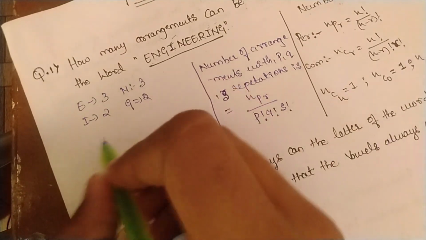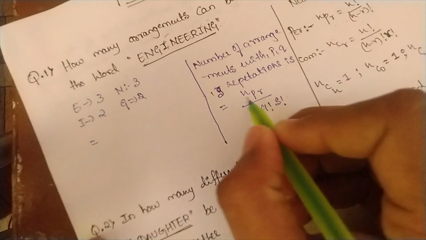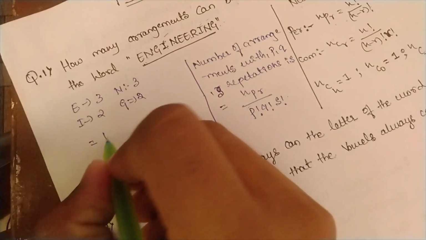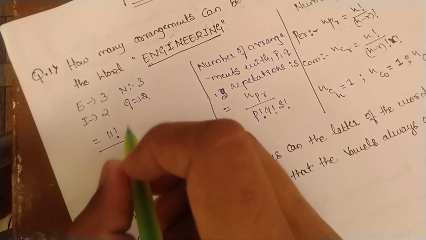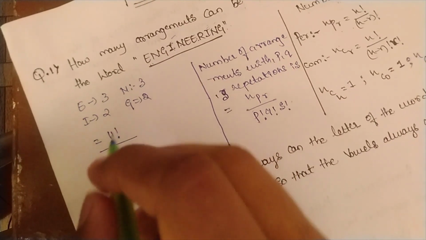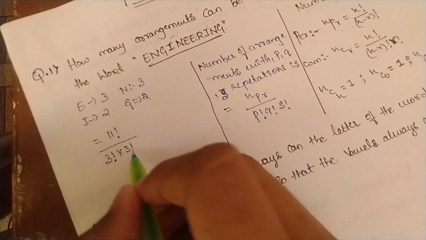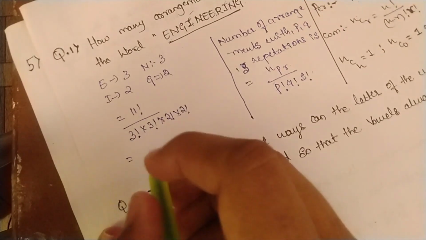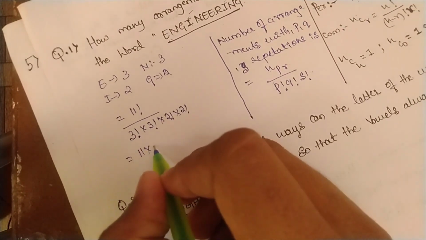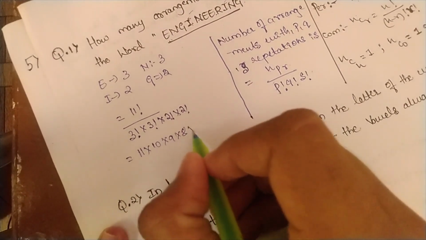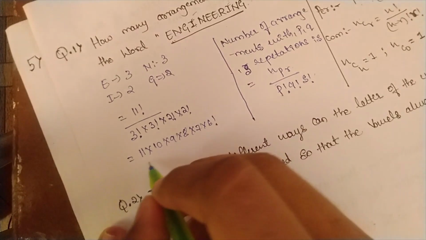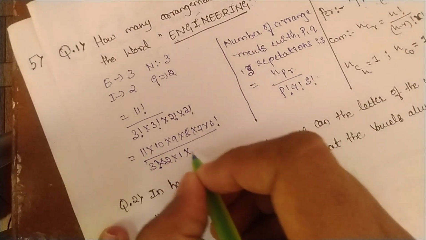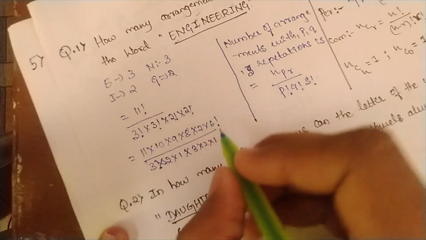So the formula says nPr. There are a total of 11 letters, so 11 factorial divided by the repetitions, that is 3 factorial into 3 factorial into 2 factorial into 2 factorial. 11 factorial can be written as 11 into 10 into 9 into 8 into 7 into 6 factorial, divided by 3 into 2 into 1, this is also 3 into 2 into 1, and 2 factorial into 2 factorial, which equals 4.